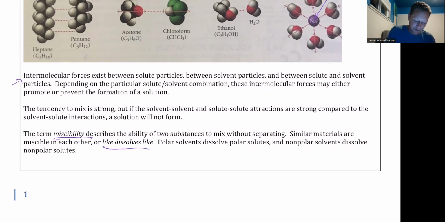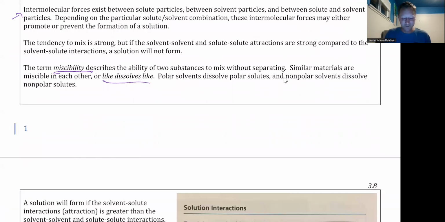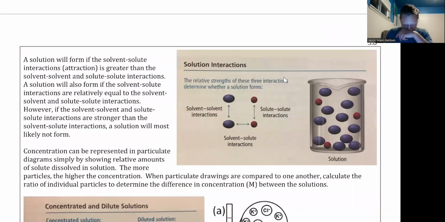And the rule to remember: likes dissolve likes. So polar solvents dissolve polar solutes. Non-polar solvents dissolve non-polar solutes. And we have talked about this a little bit before when we were doing our chromatography. So hopefully that is ringing a bell.